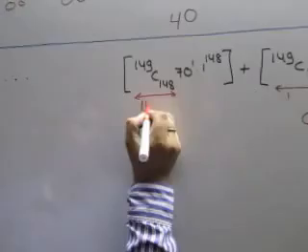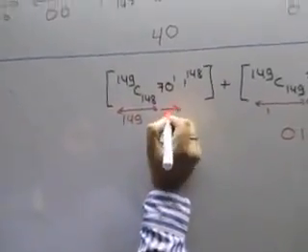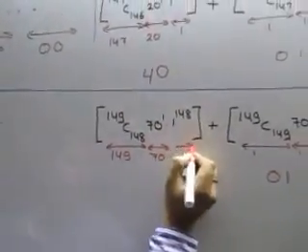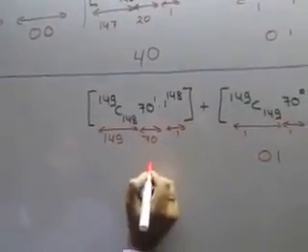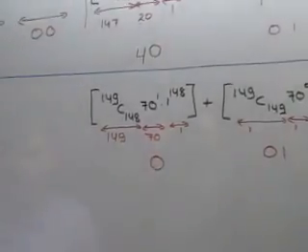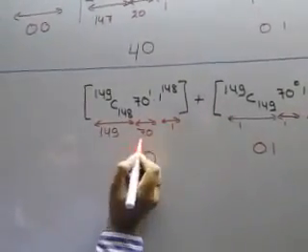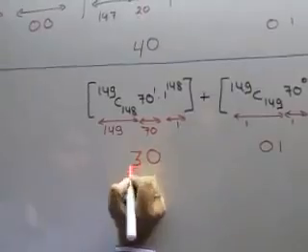149C148 is equal to 149. This is equal to 70. This term is equal to 1. So the product of this one, the last digit, must be 0 as we have 0 here. The second last digit is given by 9 times 7 is 63. So we have 3 here.